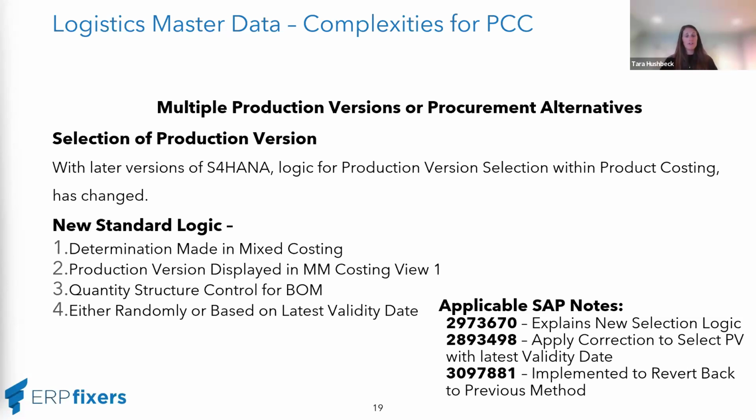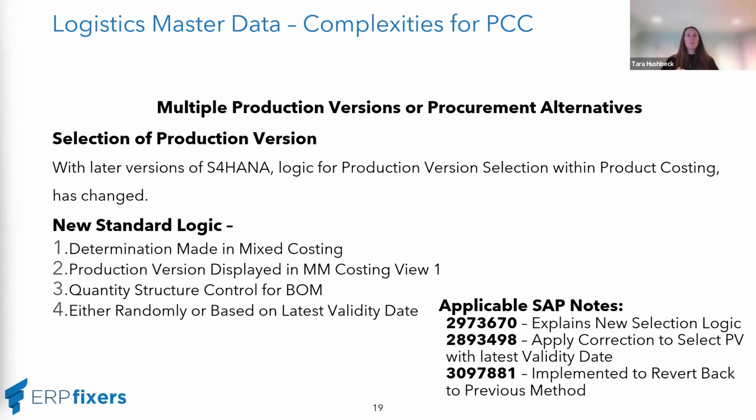So like I said, historically, or if you're on ECC or earlier versions of S/4HANA, it's going to pick your production version alphanumerically, based on the production version number, the naming convention of your production version. If you're on later versions of S/4HANA, it's going to be selected based on the latest validity date.